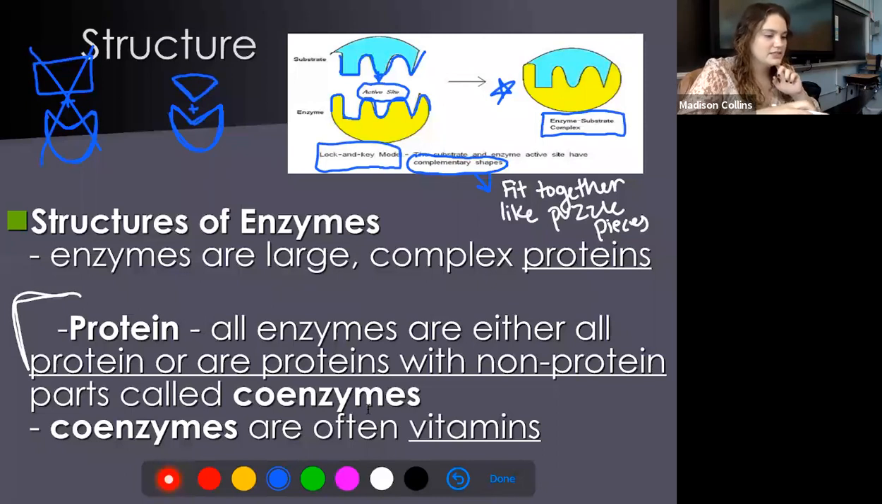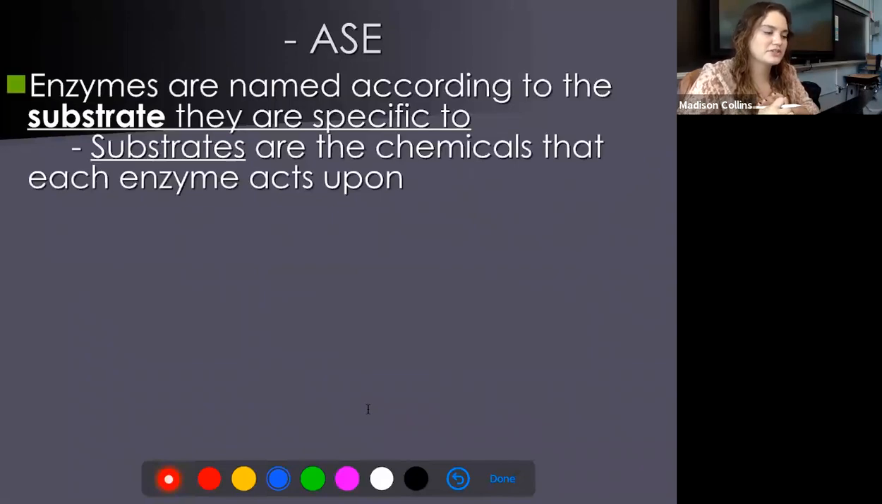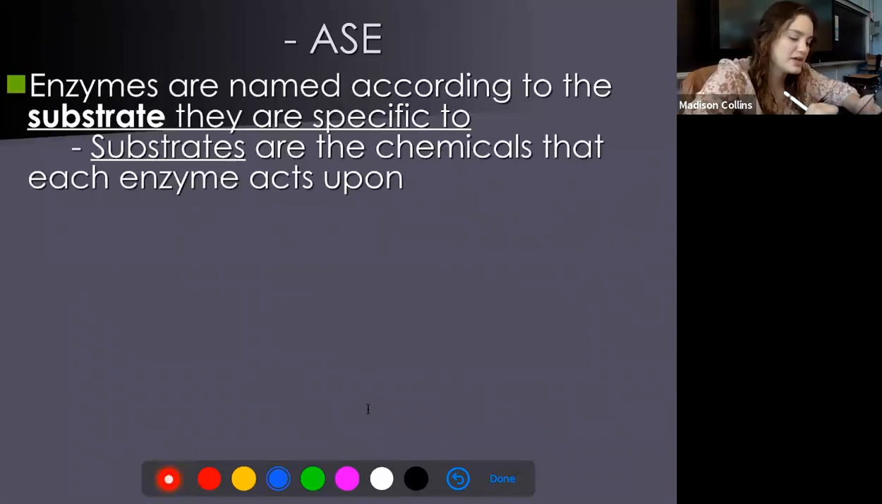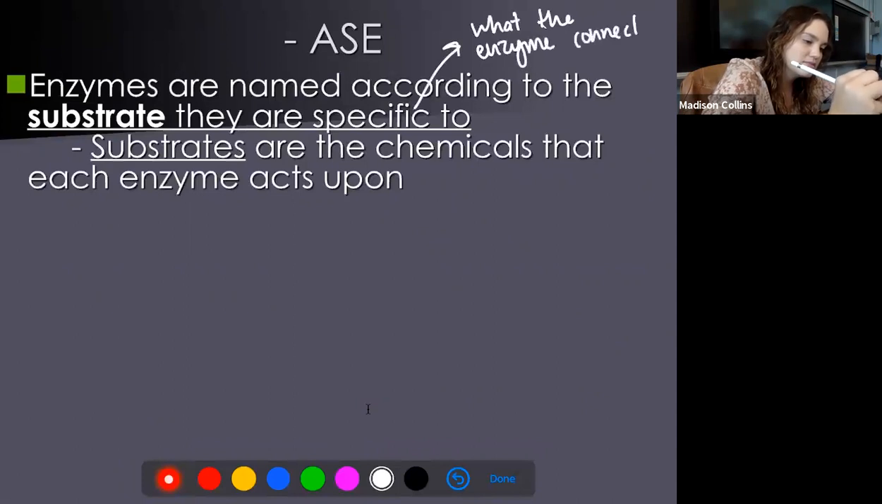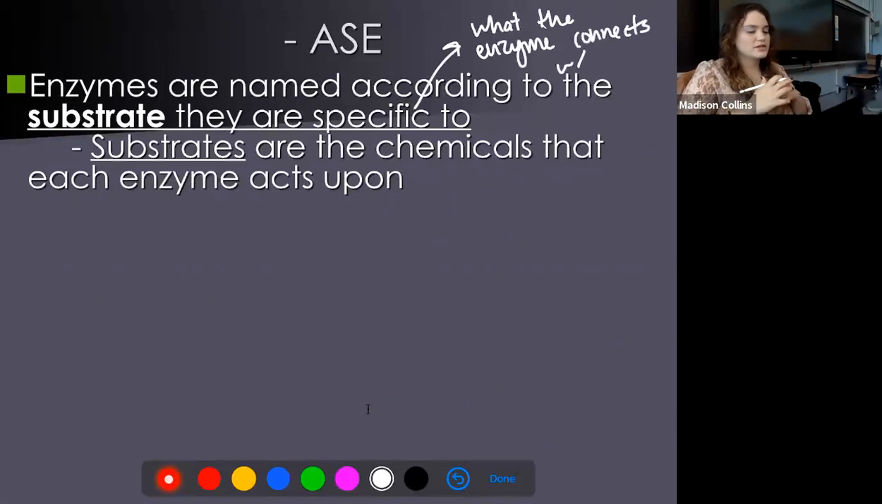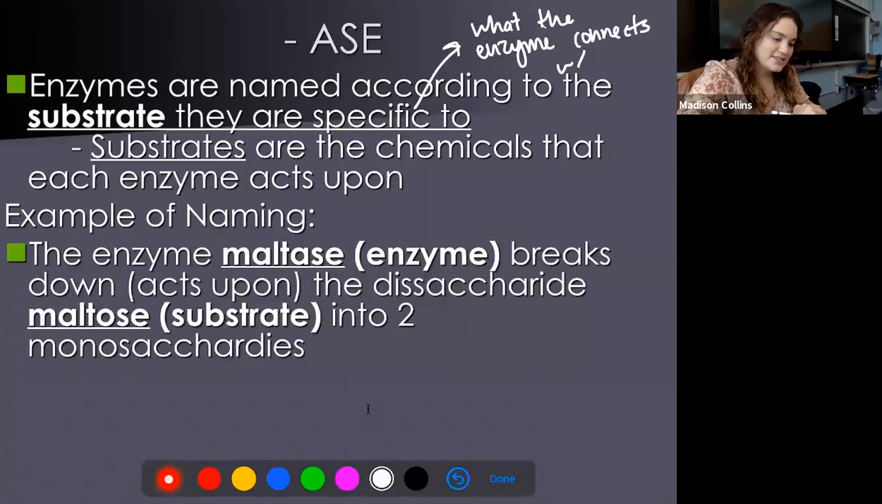All right, moving on. Enzymes are named according to the substrate that they are specific to. Again, the substrate is what they are working on, what the enzyme connects with. Substrates are the chemicals that each enzyme acts upon. An example of naming: the enzyme maltase breaks down or acts upon the disaccharide maltose, which is the substrate, into two monosaccharides.